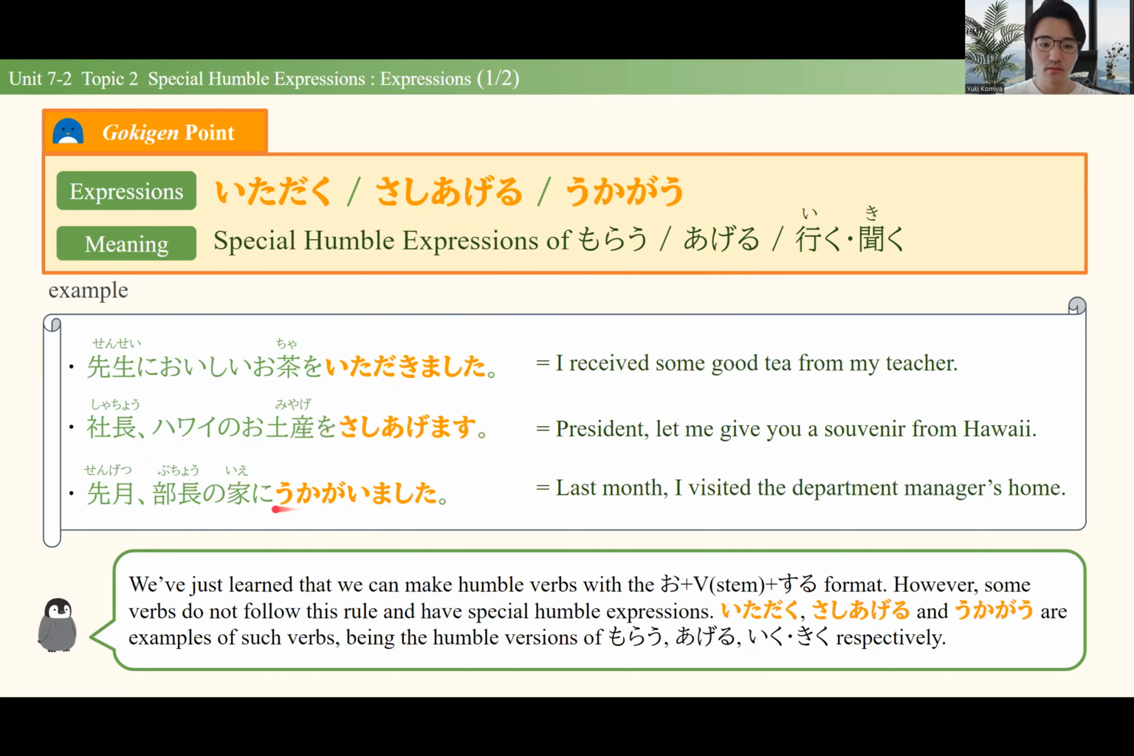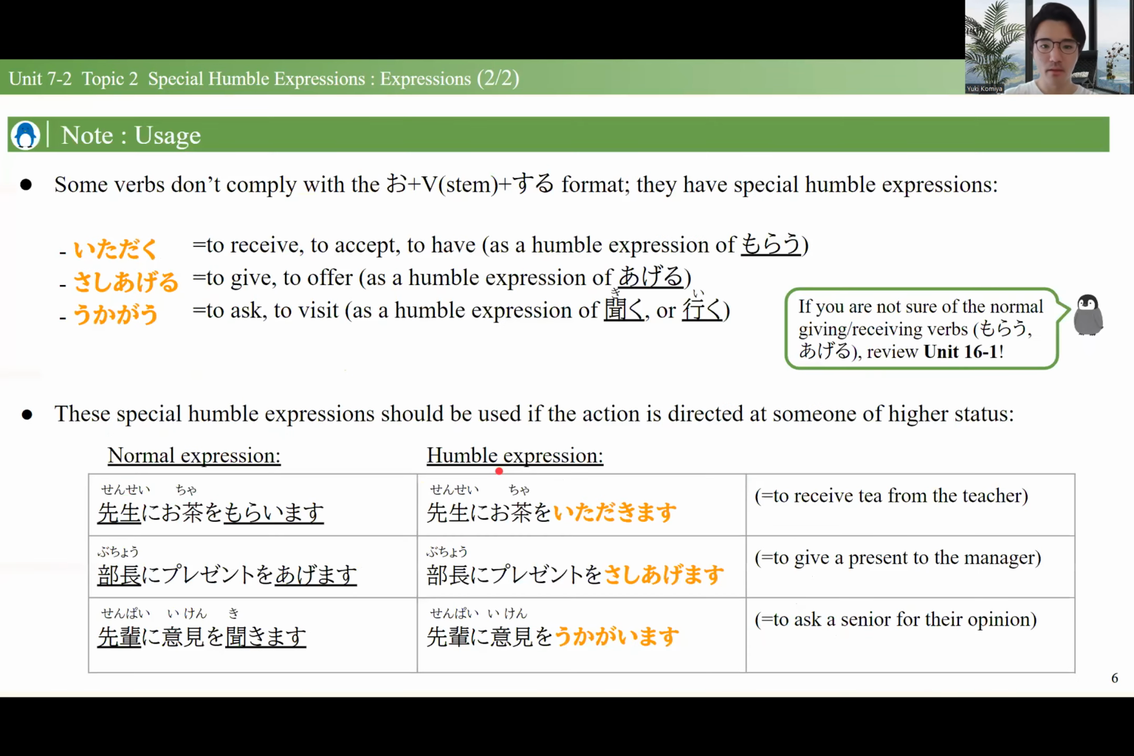Finally, 先月、部長の家に伺いました. Now it's supposed to be 部長の家に行きました. But if your 部長, or department manager, is more powerful or your superior, then it should be 伺いました, because your action should be made humble. So yeah, this is a good comparison of the normal expression versus the humble version.